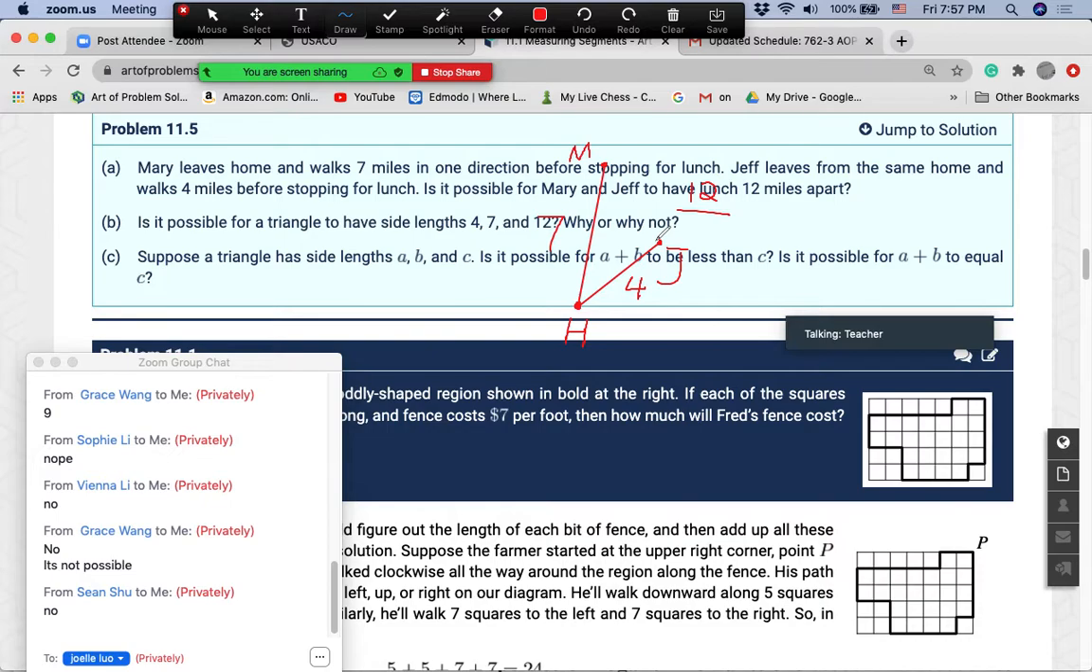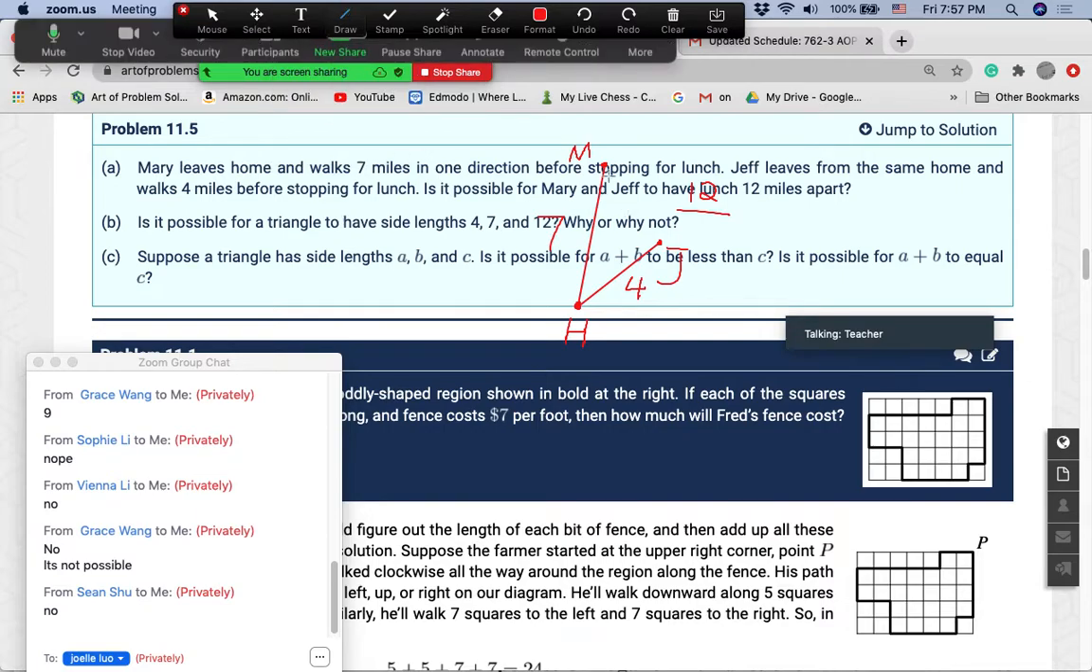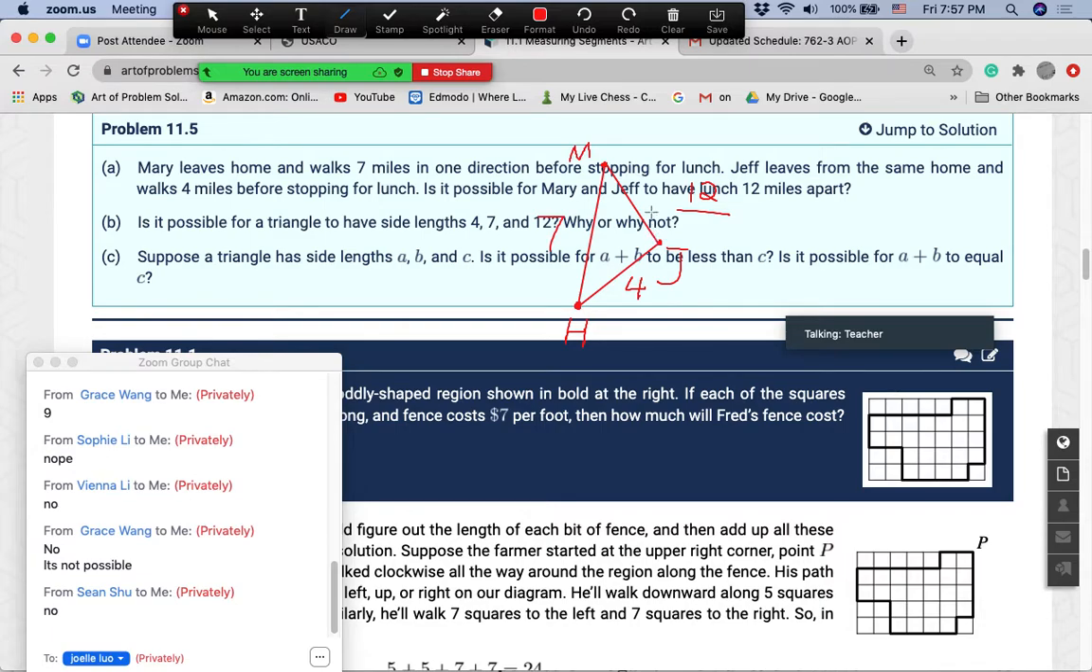So this problem actually tells you that in a triangle the sum of the other two sides is always bigger than the third side. You cannot have 4 plus 7 greater than 12. See, this distance between Mary and Jeff will be one side of the triangle. That number definitely cannot be greater than the sum of the other two sides.